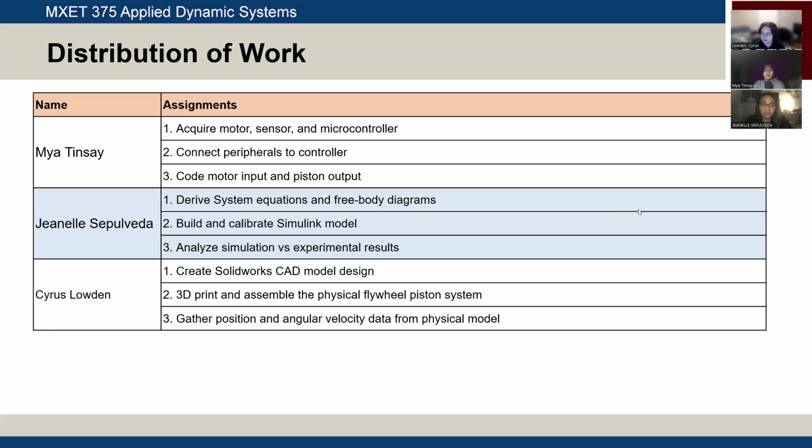And so, in terms of distribution of work, I will be the primary person taking care of the electronics, the controller, the sensors, and being able to send the variable speed to the motor, getting all the parts, and setting that side of the circuit up.